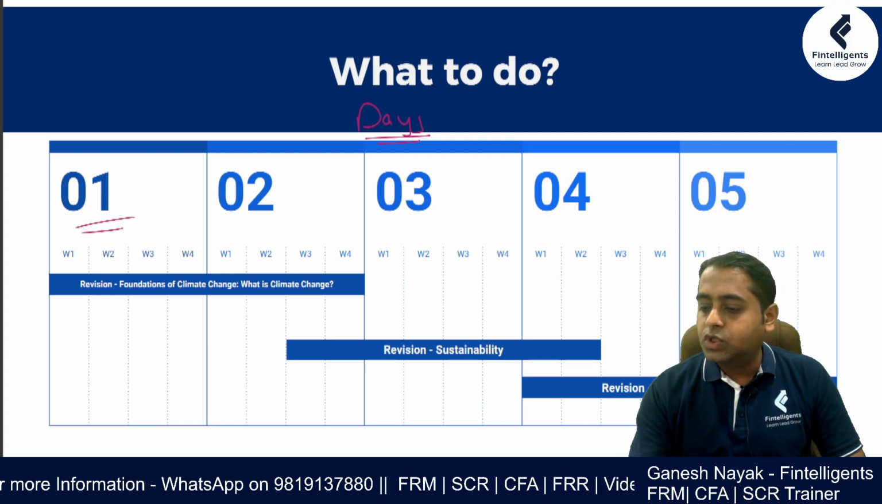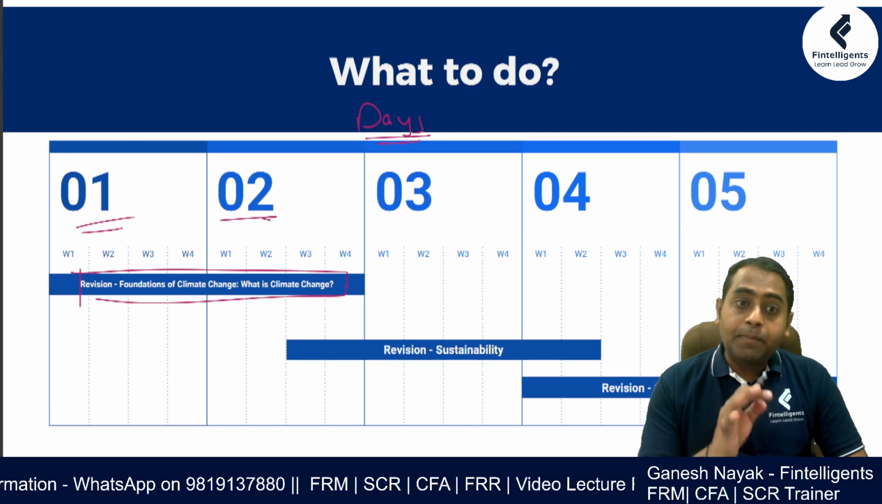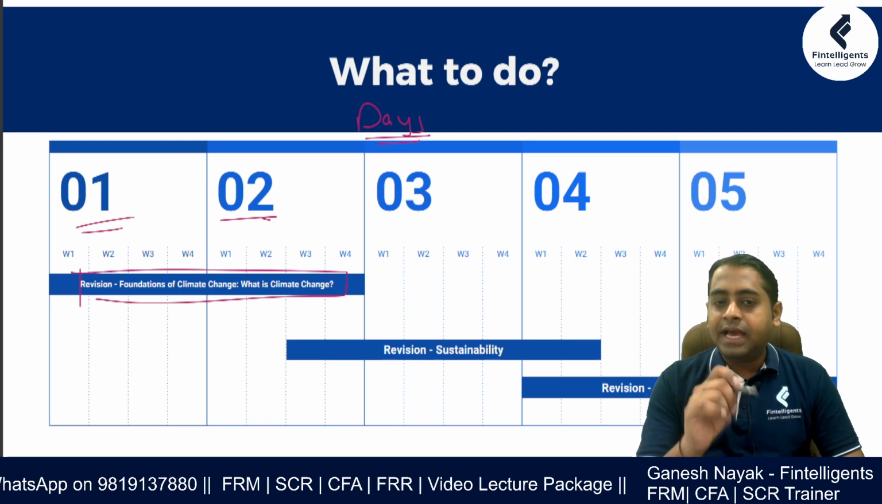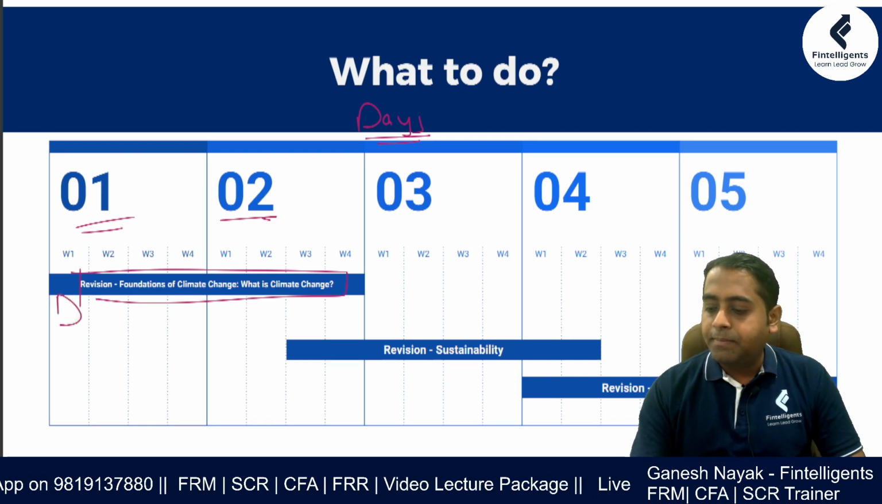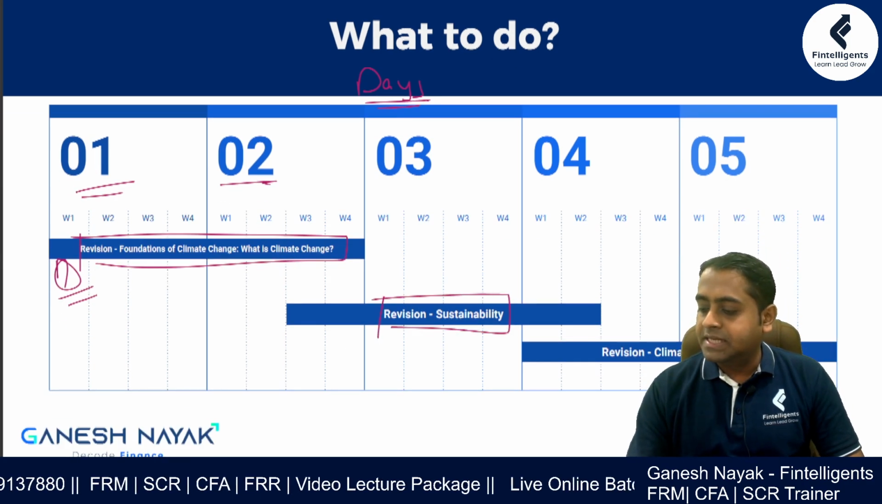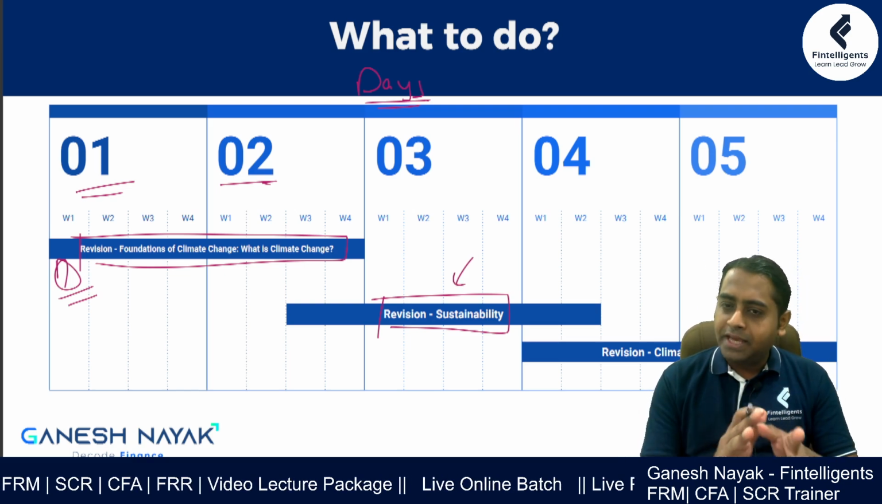Okay, so in the first 2 days pick up the first chapter and make sure that you do it properly, because this is the chapter which makes a lot of students fail in the actual exam. Okay, so this is an important revision step for you. Then you can pick up the next sustainability chapter, a slightly smaller chapter. So I've given almost 1 day for it.